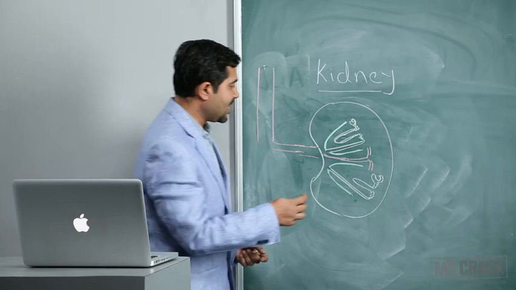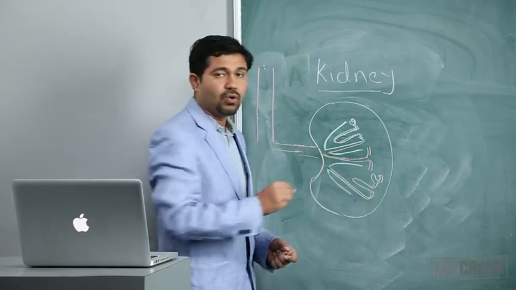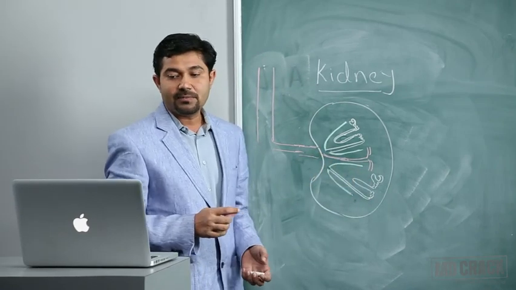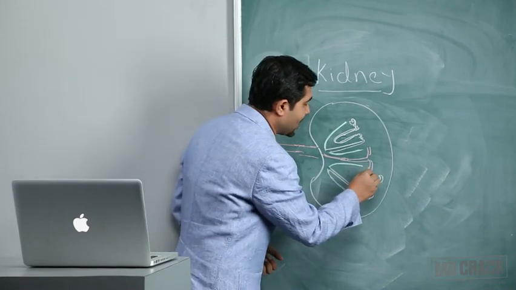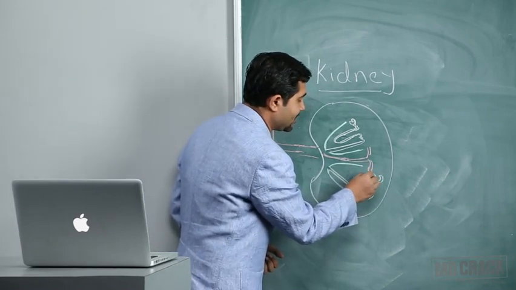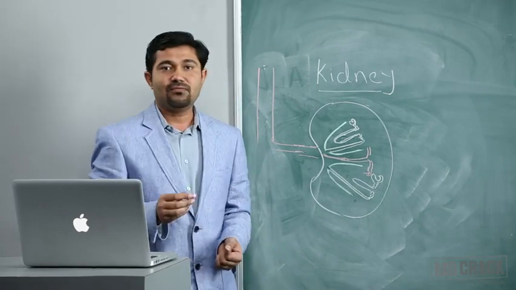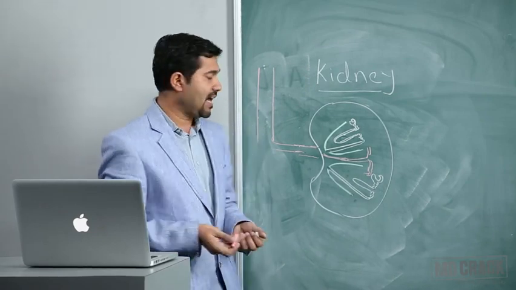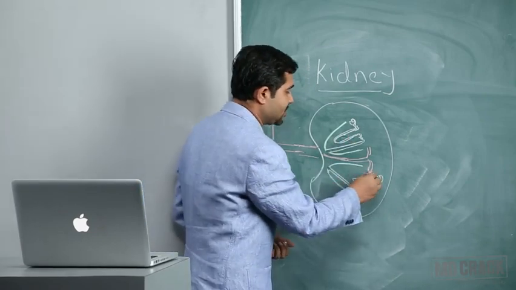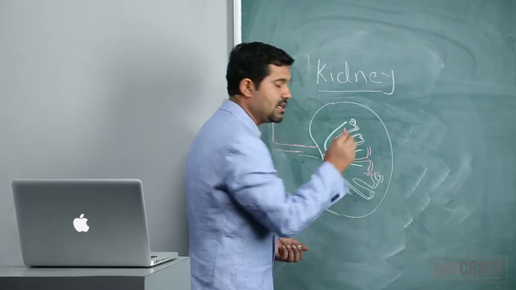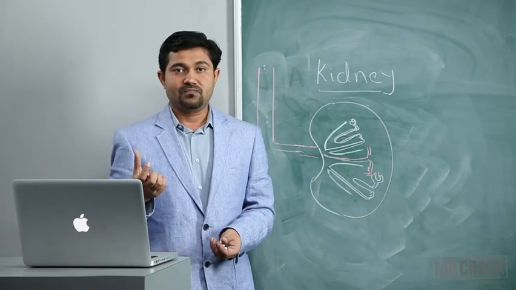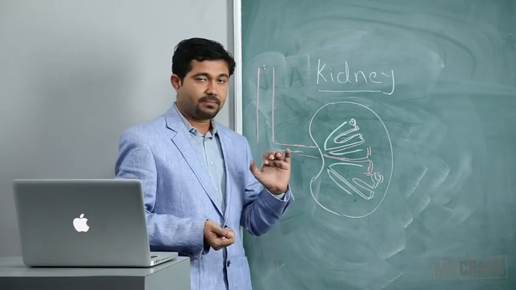Now these arcuate arteries will enter inside the lobe, so they will be called interlobular arteries. And from the interlobular arteries, what we have is the afferent arteriole, which I have told about, which is going to form the glomerulus. So again, I will just repeat.